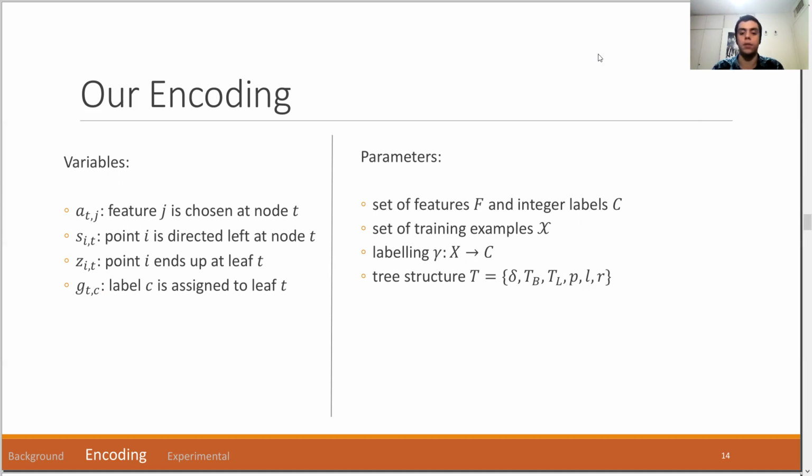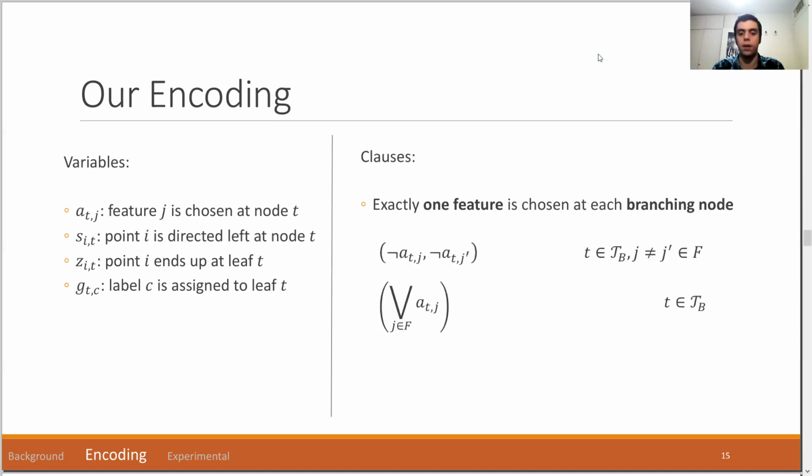You have a set of features, integer labels, training examples, and labeling. There's one additional parameter compared to what you normally see in classification, and that is the tree structure. We want to know what our tree looks like, and in the next slides, we'll see how we can settle on a tree structure. But for now, we assume that we have it. And clauses are fairly straightforward as well.